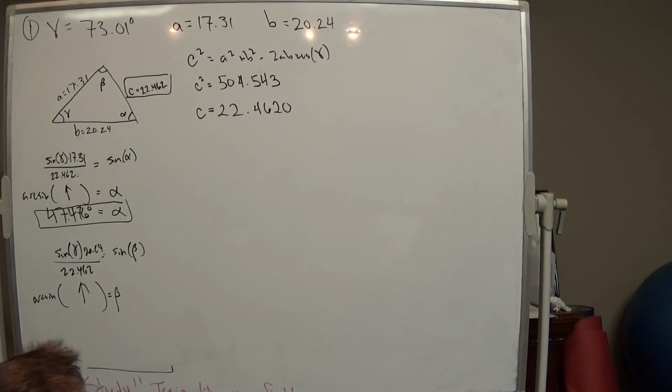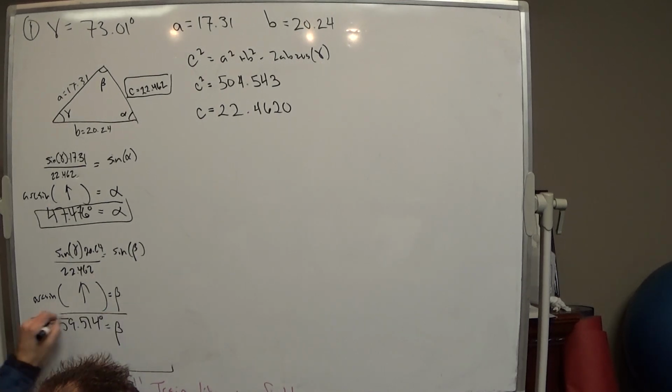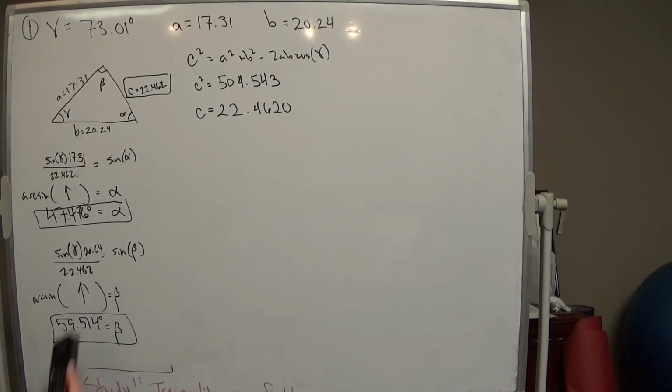So 20.24 times sine gamma is 73.01. Divide that by the 22.462, which was up here. What'd you get? 59.514. That's what I get. Yeah, do it the smart way. Don't do it that way.